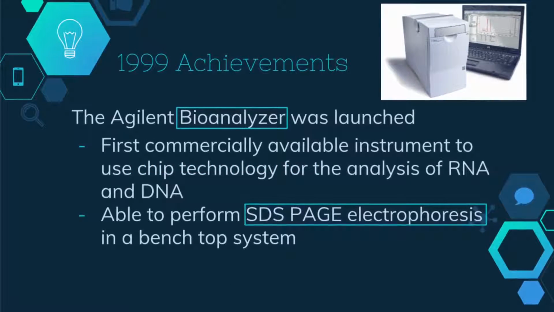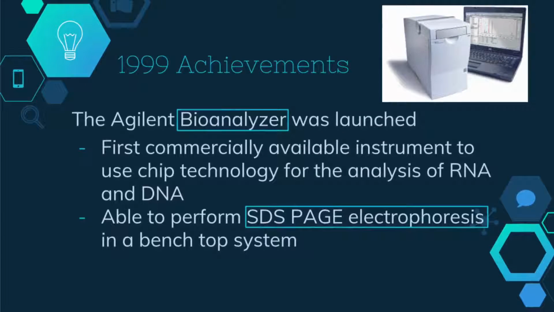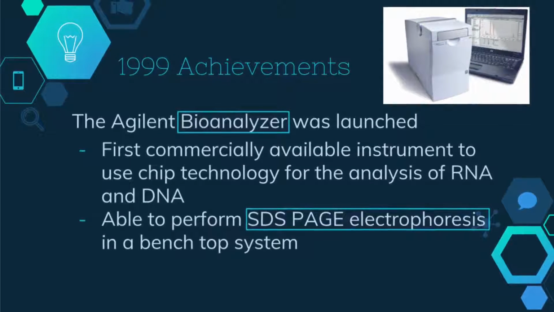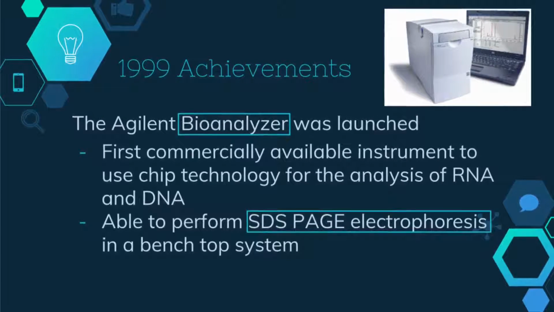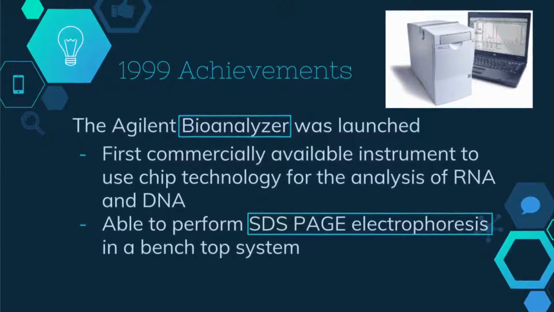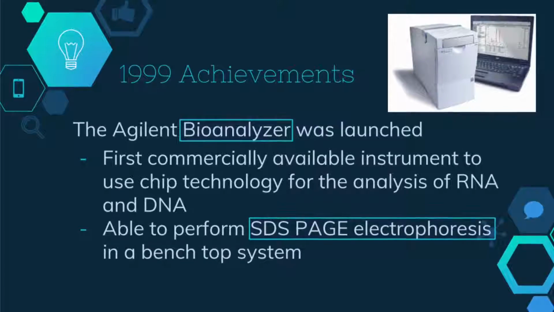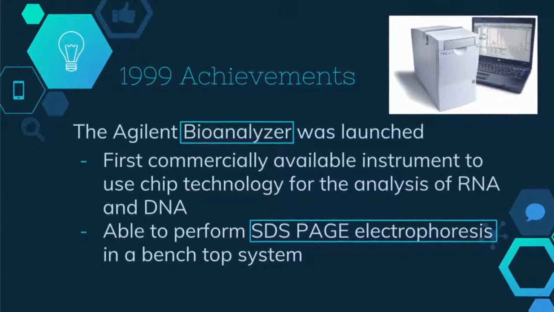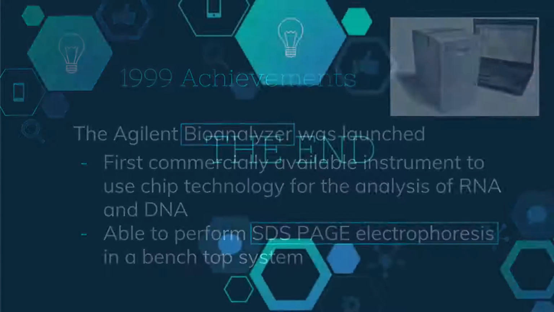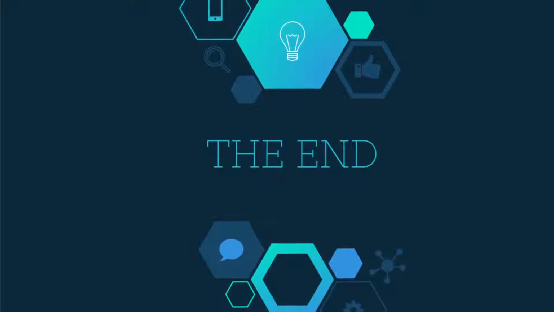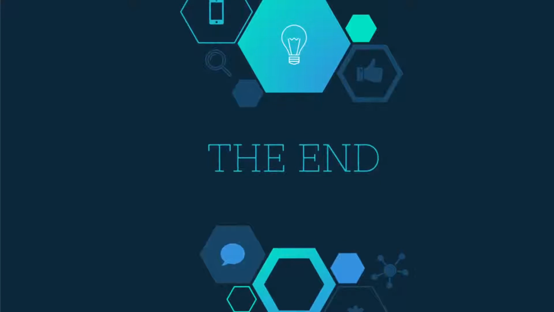The Agilent bioanalyzer, when launched in 1999, was the first commercially available instrument to use chip technology for the analysis of DNA and RNA, as well as being able to perform SDS-PAGE electrophoresis on a benchtop system. That's it for now, at least until the technique of electrophoresis improves and evolves.